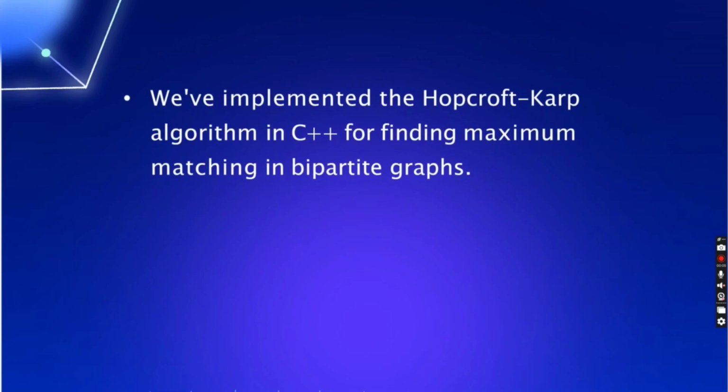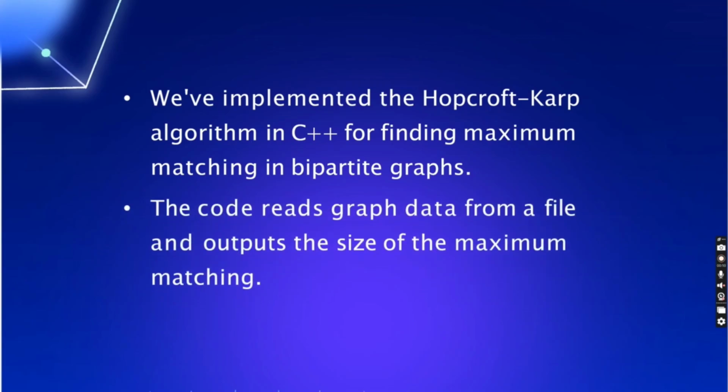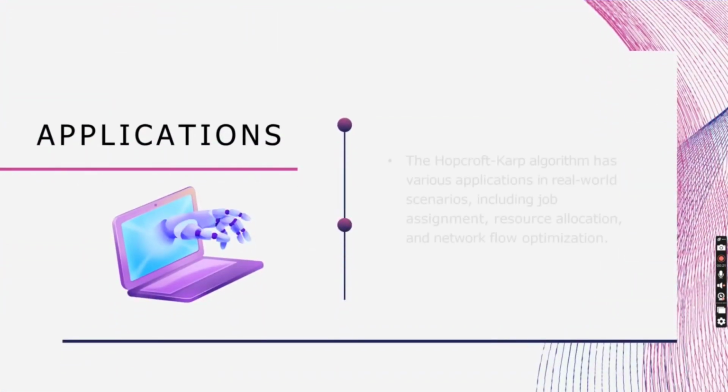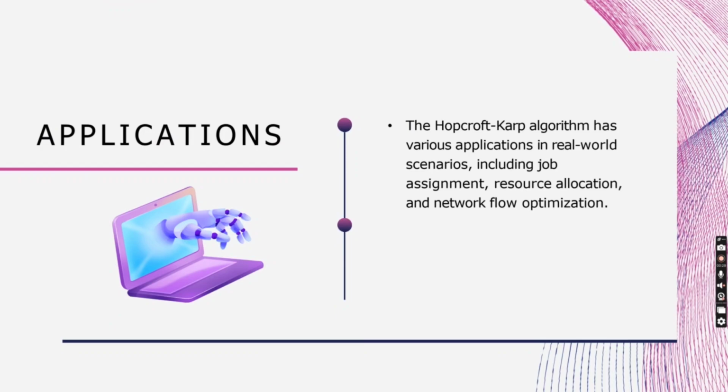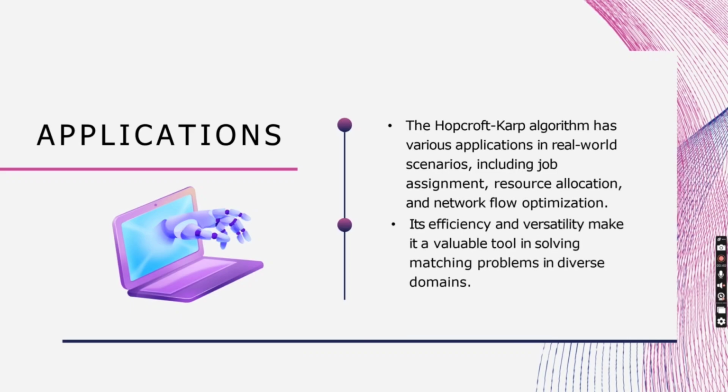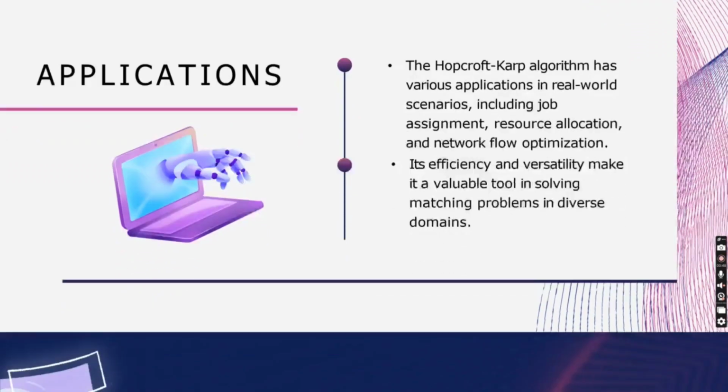We implemented the Hopcroft Karp algorithm in C++ for finding maximum matching in bipartite graphs. The code reads graph data from a file and outputs the size of the maximum matching. The Hopcroft Karp algorithm has various applications in real-world scenarios, including job assignment, resource allocation, and network flow optimization. Its efficiency and versatility make it a valuable tool in solving matching problems in diverse domains.